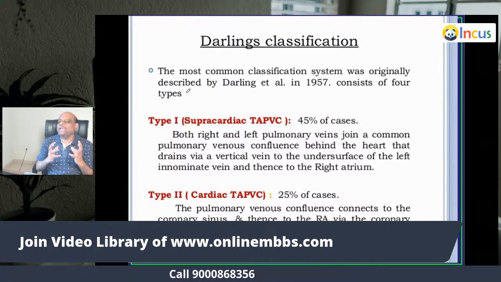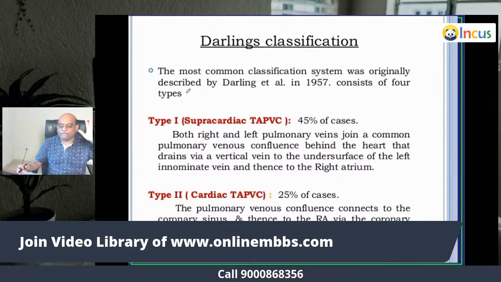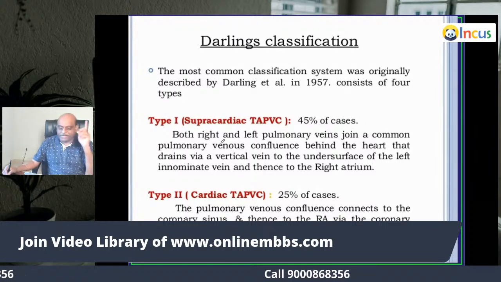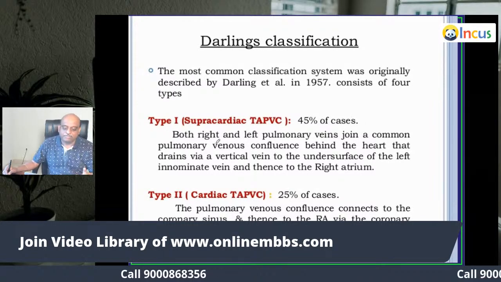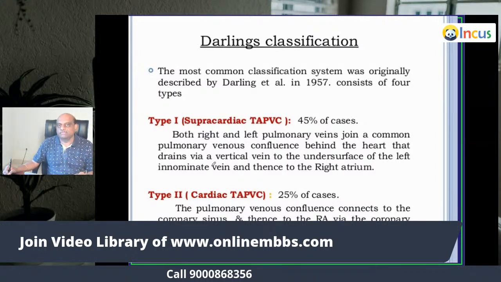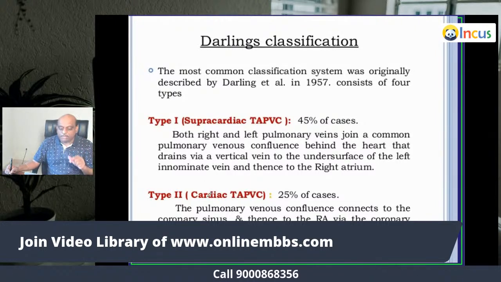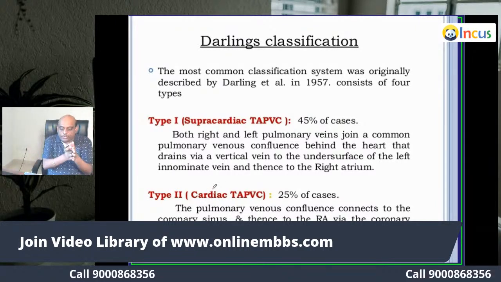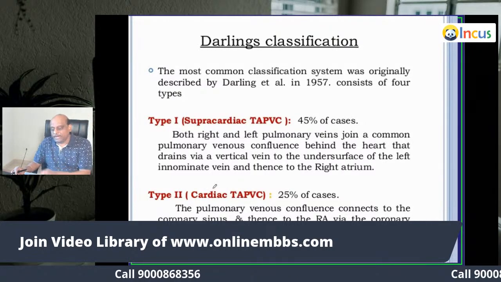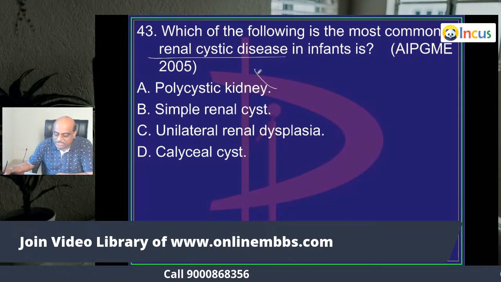There is a Darling classification. Type 1 is called supracardiac, 45% of cases, where right and left pulmonary veins join to form common pulmonary vein, which will typically go and join into the left innominate vein and then into right atrium. Whereas cardiac means the two pulmonary veins join to form common pulmonary vein, and that drains into coronary sinus and then into right atrium. So now, what is the most common renal cystic disease in infants?